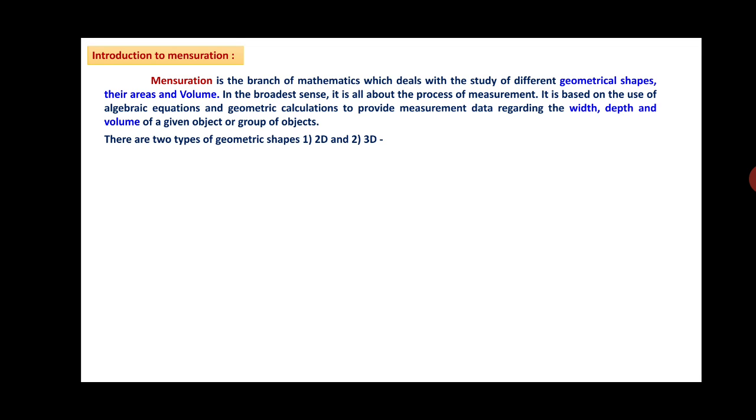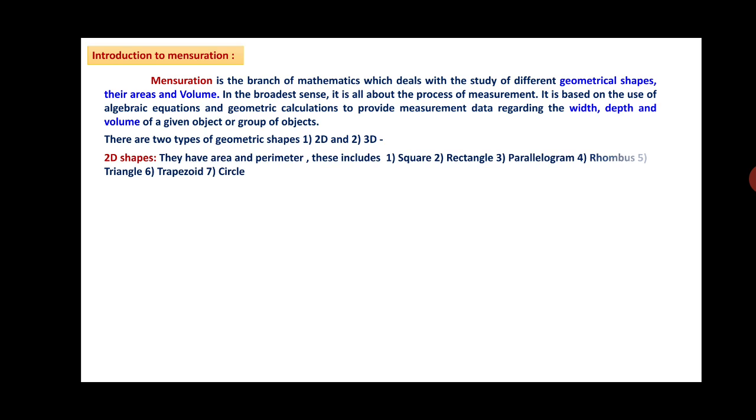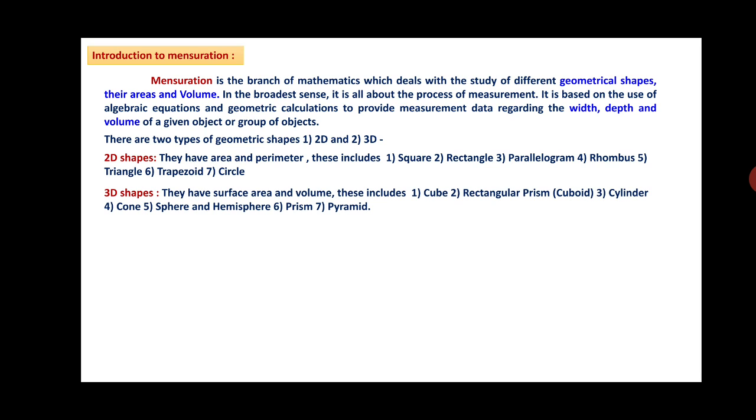There are two types of geometrical shapes, namely 2D and 3D, that is 2-dimensional and 3-dimensional respectively. 2D shapes have area and perimeter. These include square, rectangle, parallelogram, rhombus, triangle, trapezoid, circle and so on. 3D shapes have surface area and volume, and these include cube, rectangular prism, that is cuboid, cylinder, cone, sphere and hemisphere, prism and pyramid.